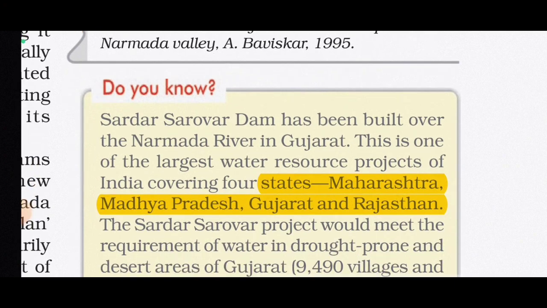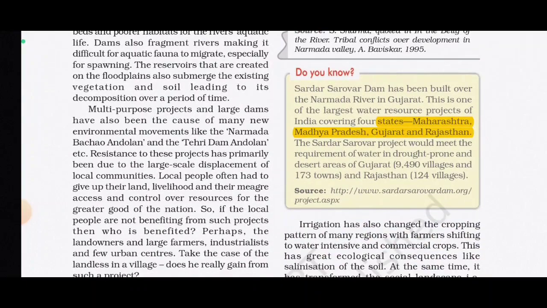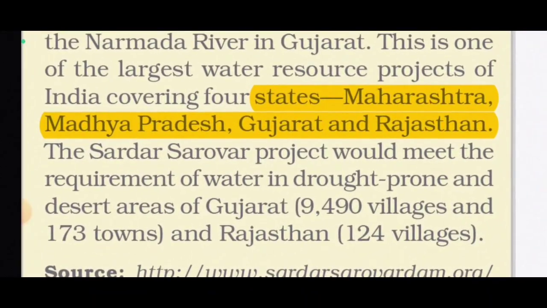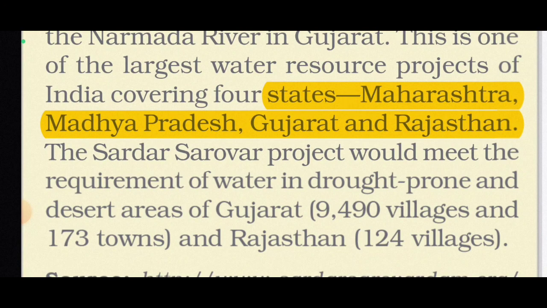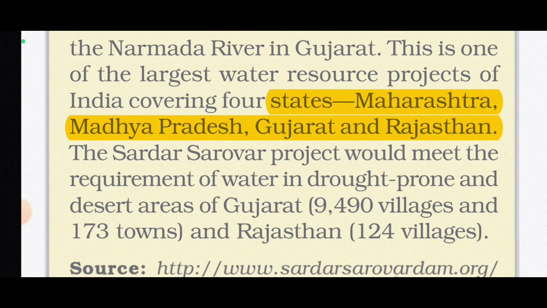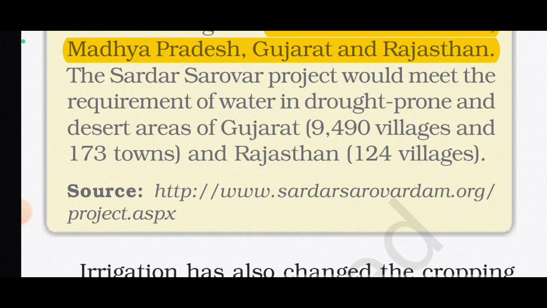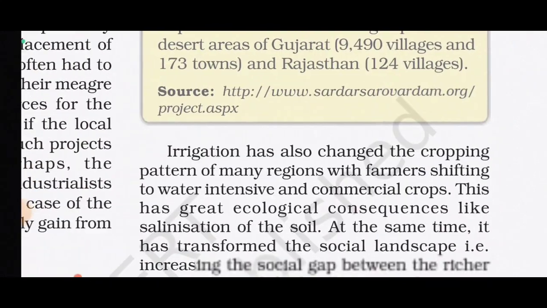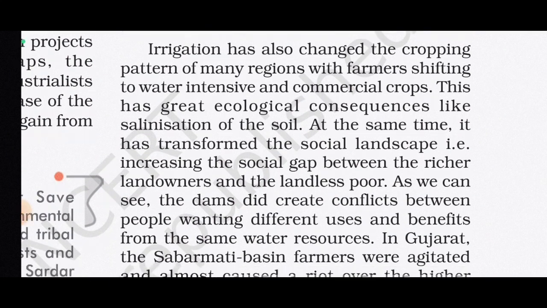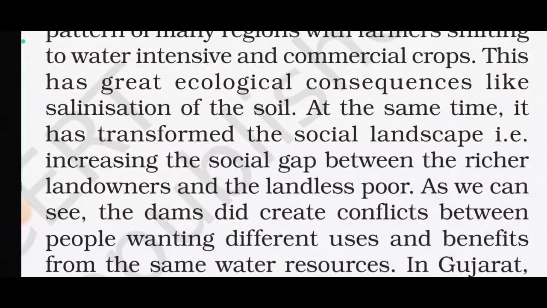Then Sardar Sarovar Dam has been built over the Narmada River in Gujarat. This is one of the largest water resource projects of India, covering 4 states: Maharashtra, Madhya Pradesh, Gujarat and Rajasthan. So Narmada River project जो है महाराष्ट्र, राजस्थान, गुजरात एंड मध्य प्रदेश को कवर करता है. The Sardar Sarovar project would meet the requirement of water in drought prone and desert areas of Gujarat and Rajasthan. Irrigation has also changed the cropping pattern of many regions, with farmers shifting to water intensive and commercial crops. This has great ecological consequences like salinization of the soil.